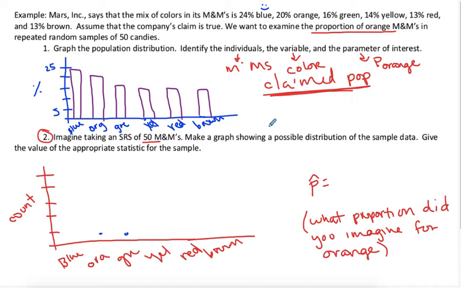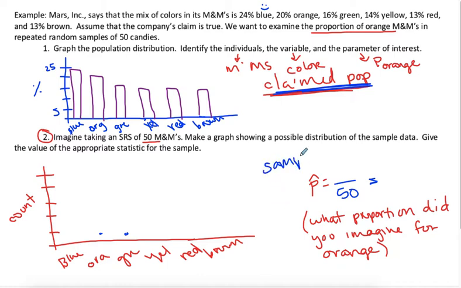Okay, don't imagine that. We are in a good SRS of 50 M&Ms. But imagine what yours would look like. And then take that proportion. How many imaginary oranges did you get out of 50? And what decimal do you get there? So one of the things that we're starting to look at is this is the population.